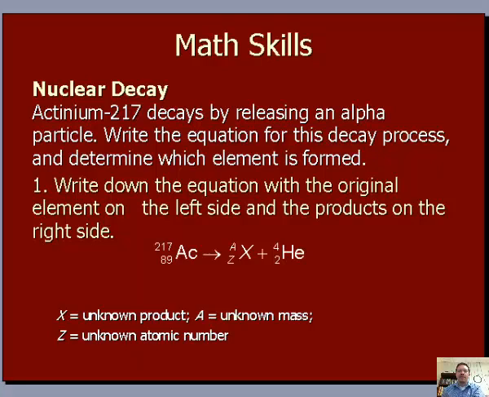The original element's on the left side, so we have Ac as the element symbol. It's 217. We have to look at the periodic table to figure out the 89 part, the atomic number. So if we know Ac, we can find 89 as the atomic number on the periodic table. It's going through a decay process, and we're told up here it releases an alpha particle, so we know the alpha particle's there. So we have to figure out what this substance is, and we've got some information here. X is the unknown product, or the element symbol. A is the unknown mass, the mass we want to find, and Z is the unknown atomic number, or the atomic number that we want to find.